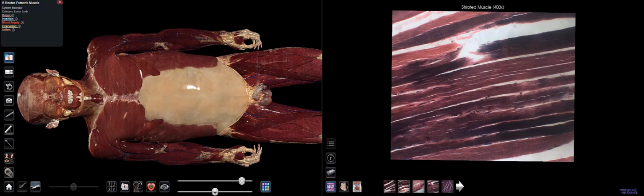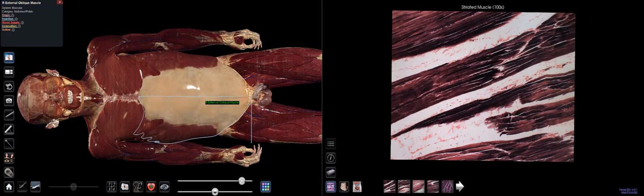If I click on the connective tissue muscle here, see if I can get the external oblique aponeurosis. Let's remove that.